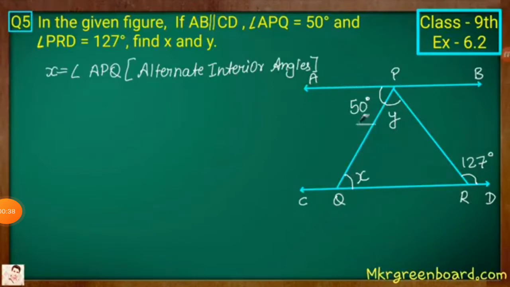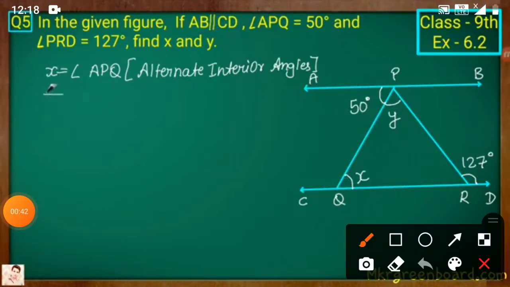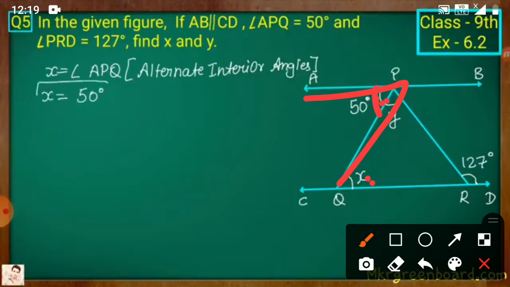X equals angle APQ. This is X, interior angles, alternate interior angles. See children, X and 50 are both alternate interior angles. That's why X equals 50 degrees.